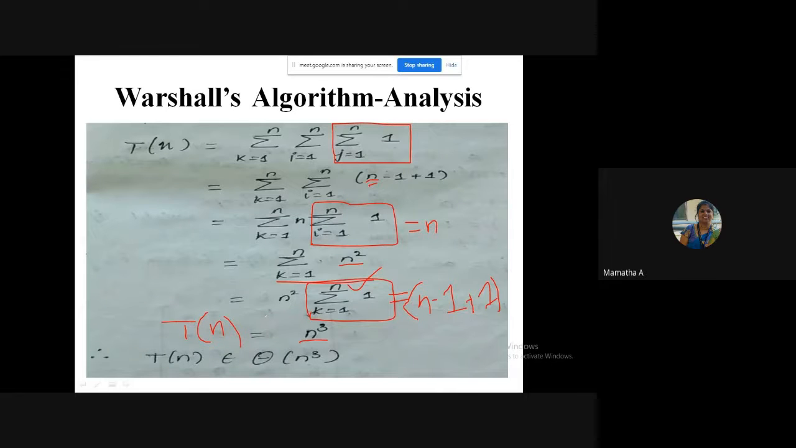Isn't it so? Right? So similarly, again to compute R1, it will check the entries of R0. That means how many entries it should check? 9 entries. To compute R1, again 9 entries. To compute R3, 9 entries. So 9 plus 9 plus 9, how many? 27 entries it has to check. So that is nothing but 3 to the power 3. 3 to the power 3 is how much? 27. Isn't it? 27 times it has to check.